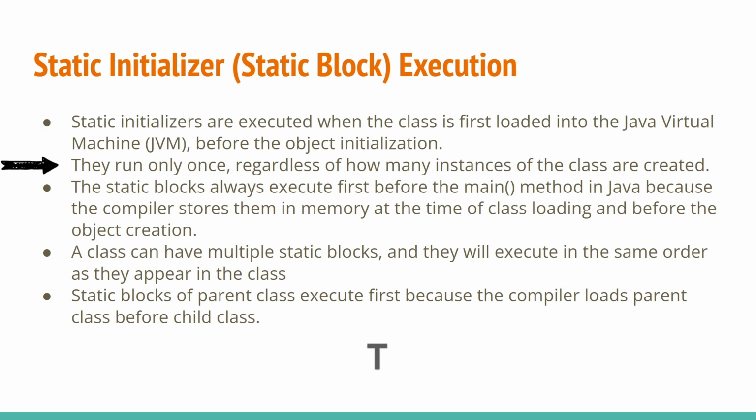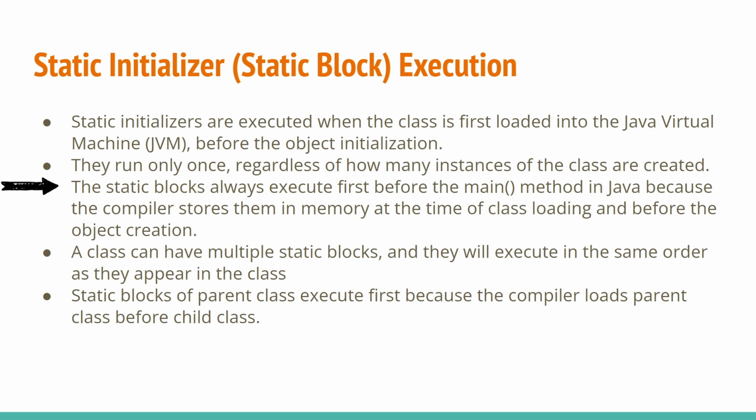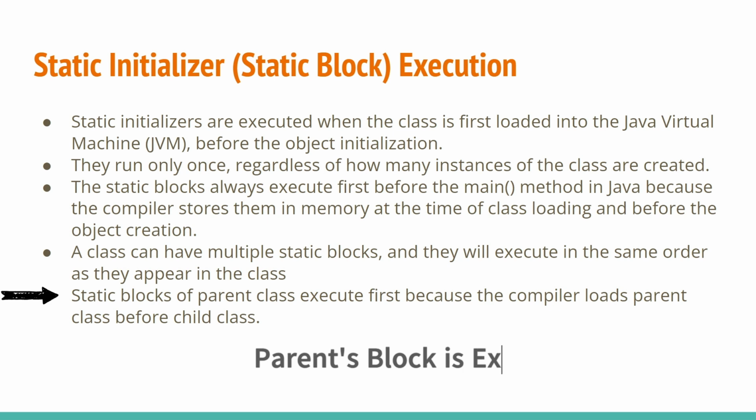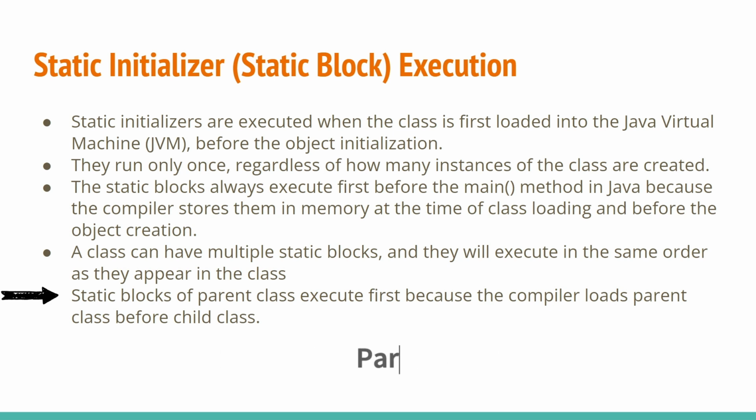The static blocks always execute first, before the main method in Java, because the compiler stores them in memory at the time of class loading and before the object creation. The class can have multiple static blocks and they will execute in the same order as they appear in the class. Static blocks of a parent class execute first because the compiler loads the parent class before the child class.